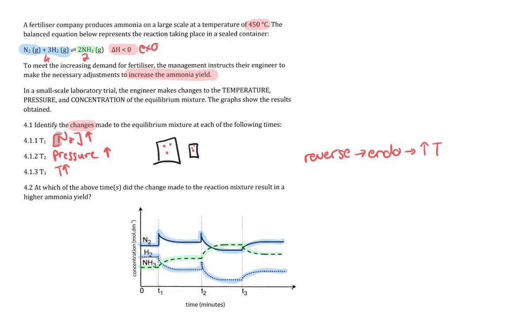Okay, and then 4.2, at which of the above times did the change made to the reaction mixture result in a higher ammonia yield? So then you can just look at what happens. The change at time 1 and the change at time 2 caused an increase in the ammonia yield, not the change at time 3 that caused a decrease. So my answer here is the changes at time 1 and time 2. So there you have it.